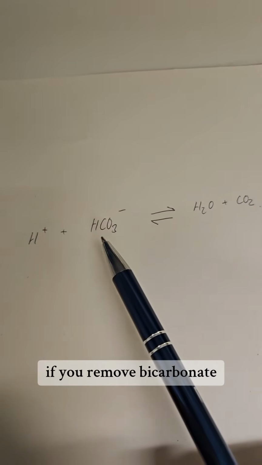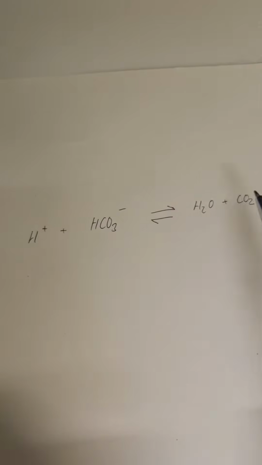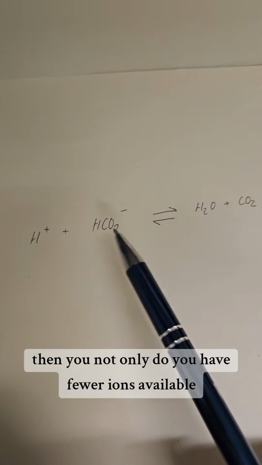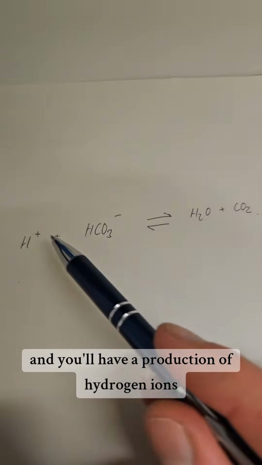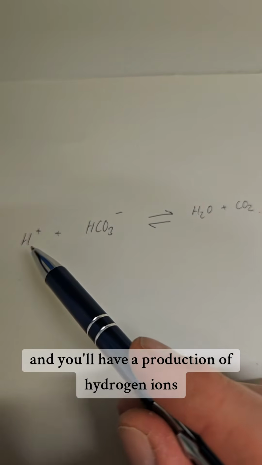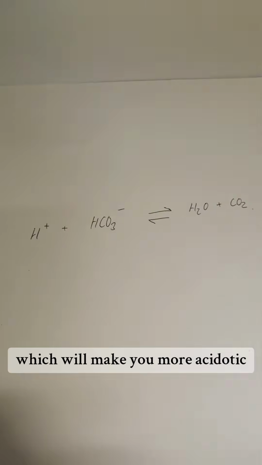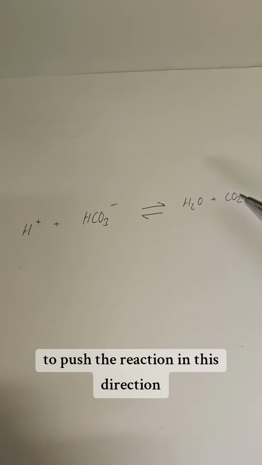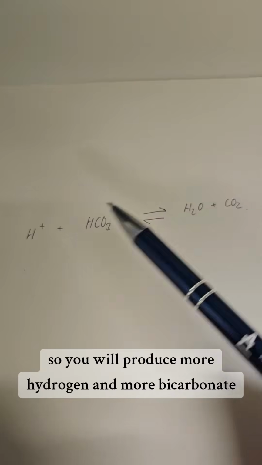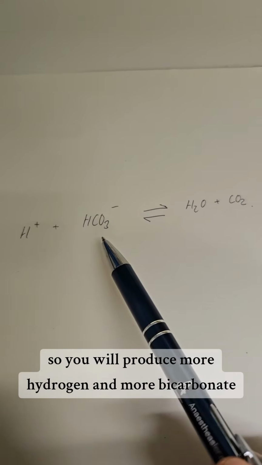If you remove bicarbonate, then not only do you have fewer ions available to buffer the hydrogen ions that are there, but you will also encourage this reaction to go in this direction, and you'll have a production of hydrogen ions which will make you more acidotic. Likewise, if you retain CO2 because you're not breathing properly, that will push the reaction in this direction, so you will produce more hydrogen and more bicarbonate.